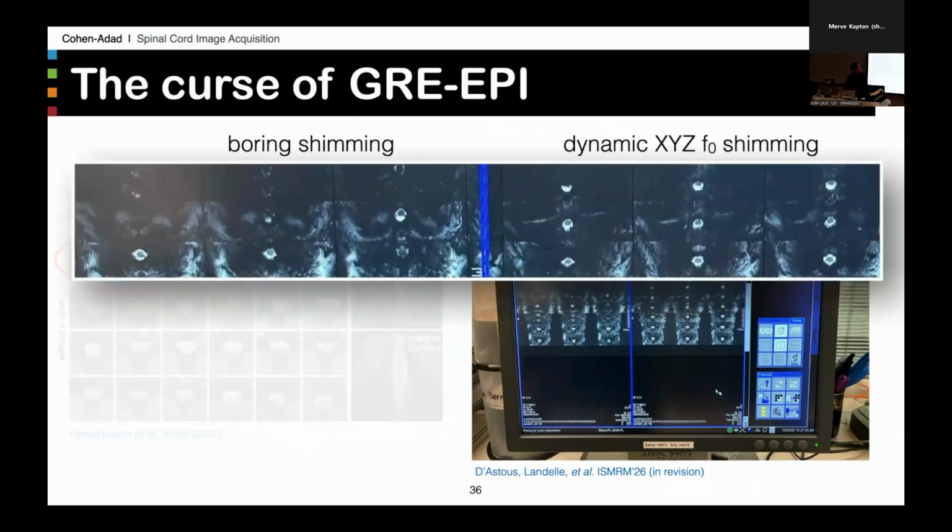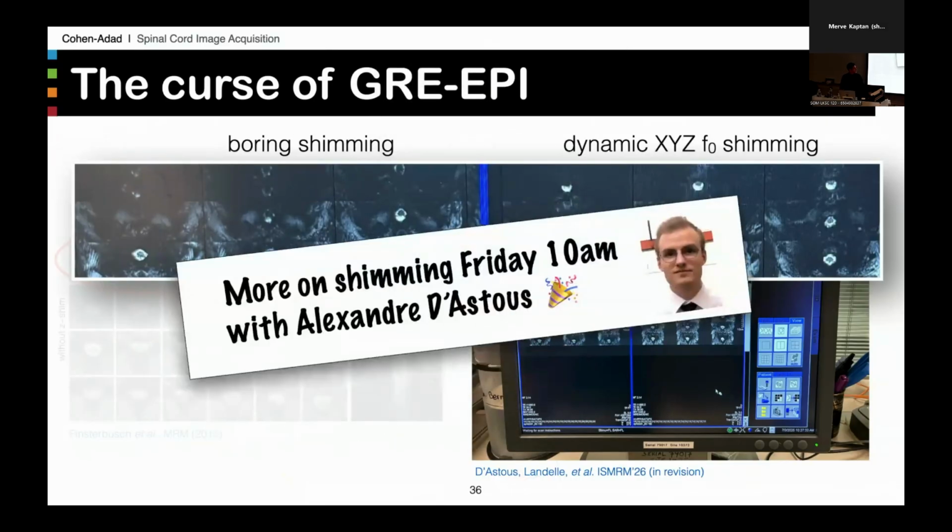And so this is really like the standard boring shimming, where we see those ugly ghosting. We just don't see the spinal cord at all. And with dynamic shimming, we start seeing some more consistency. And what's nice is that it's also consistent across individuals. And again, Alex is going to tell you all about this this Friday.